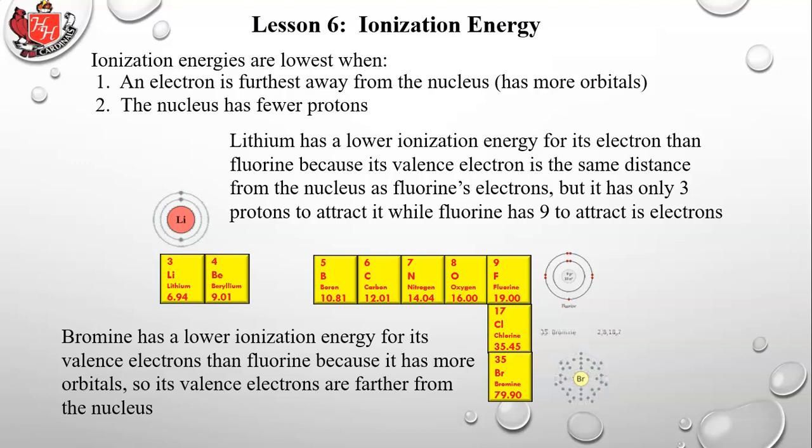So again, to repeat, fluorine has a higher ionization energy than lithium because it has more protons than lithium, and yet all of its electrons are the same distance away in the 2nd orbital. And fluorine has a higher ionization energy than bromine because its valence electrons are closer to the nucleus, whereas bromine has a lot of shielding electrons in the 1st, 2nd, and 3rd orbitals that are blocking the valence electrons from the nucleus.